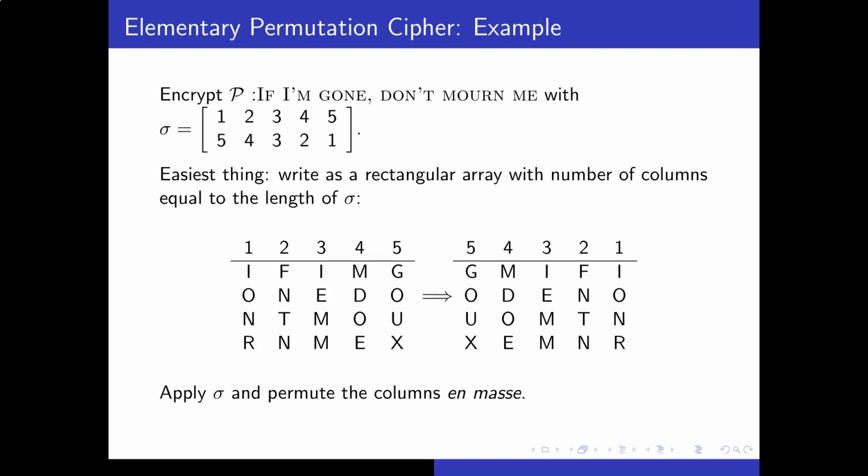All right, and so there we go. I've now moved my 5th column over, so GOUX, and then my 4th column, my 3rd column, my 2nd column, my 1st column. Okay, so then, to get my ciphertext, I read across the rows, and there it is.